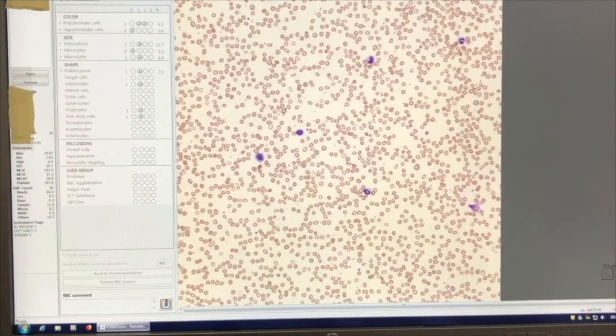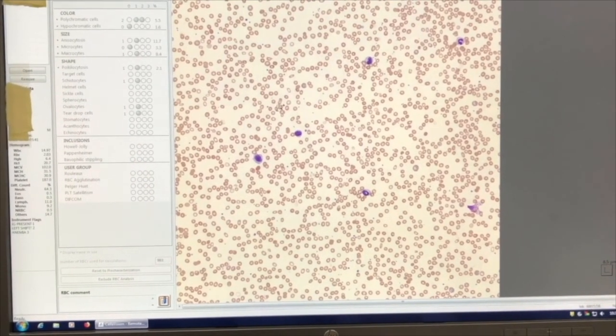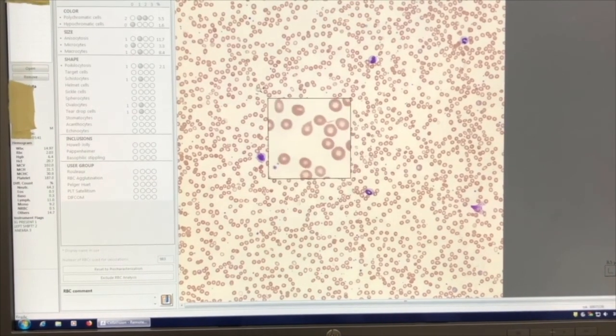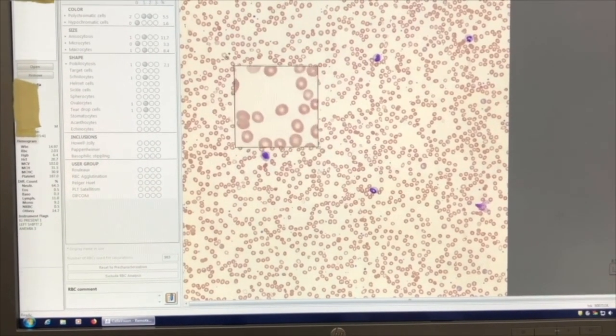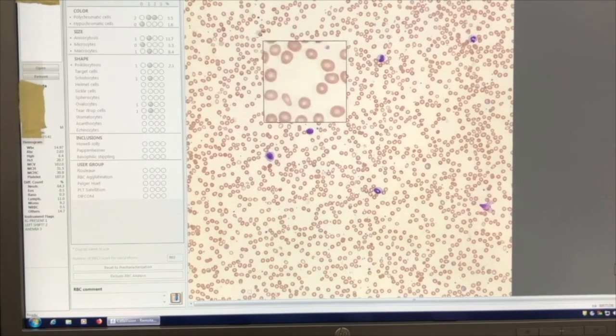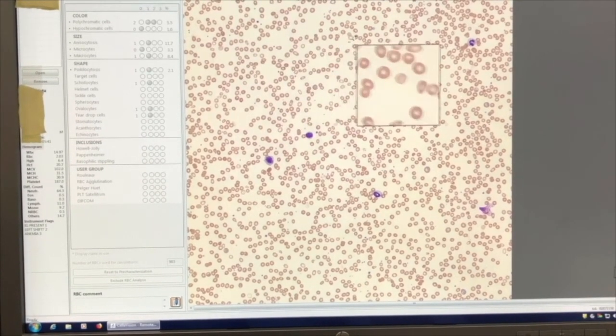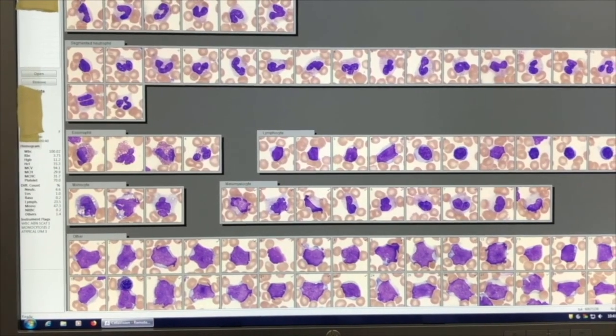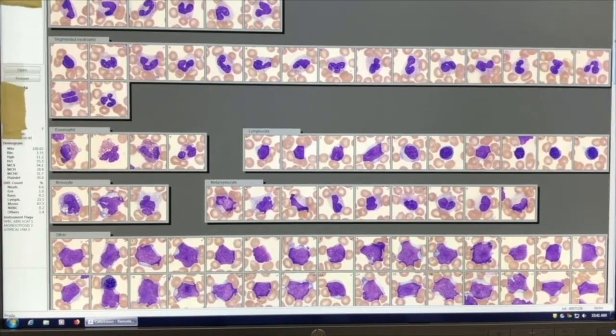If we switch to another field of view, we can now assess the red blood cell morphology. By clicking on the screen, we can see larger images of the red cells and assess for signs of hemolysis and other morphologic abnormalities. This is another patient who presented with leukocytosis.